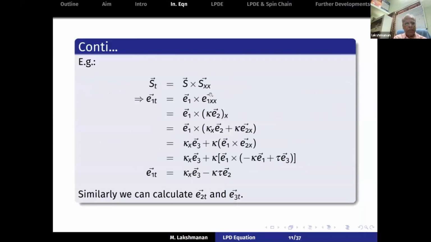For example, consider just the standard isotropic Heisenberg equation S_t equal to S cross S_xx. Identifying S with E1, you have E1t equal to E1 cross E1xx, but E1x is kappa E2 from the Serret-Frenet equation, and then you take the derivative. So you have E1 cross kx E2 plus kappa E2x, and E1 cross E2 gives E3 coming up, and E1 cross E2x, you have E1 cross minus kappa E1 plus tau E3, coming from the ferromagnetic equation. And so E1t you can write as kappa x E3 minus kappa tau E2. Then you can identify E2t and E3t and complete the evolution of the trihedral.